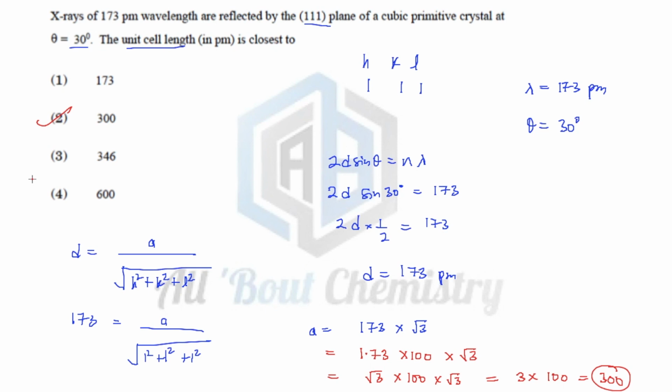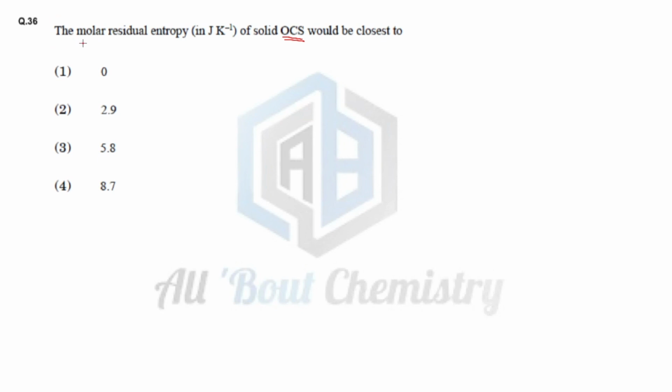Now let's move on to the next question then. This question says that the molar residual entropy of solid OCS would be closest to. So how to do this particular question? First of all, we should know what OCS is and what its structure will be. OCS is nothing but O double bond C double bond S. So this is how it is going to be. Now the molar residual entropy is basically given by this particular formula, that is delta S residual equals R ln W, where W is nothing but the number of complexions or the number of arrangements.